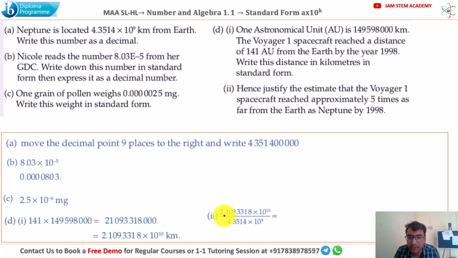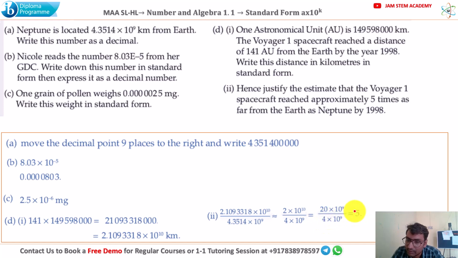Okay, if you want to, you can take the approximate value. So you can say this 2.10933318 something is almost, the estimated value is 2, and this value is estimated as 4. Now as I said, we are left with 2 by 4, which is again 1 by 2, and here this gives me 10 in the numerator. So what is that? 10 by 2.